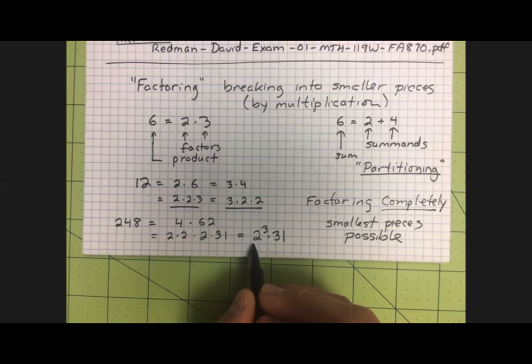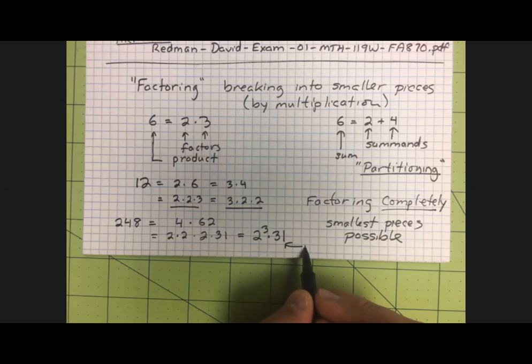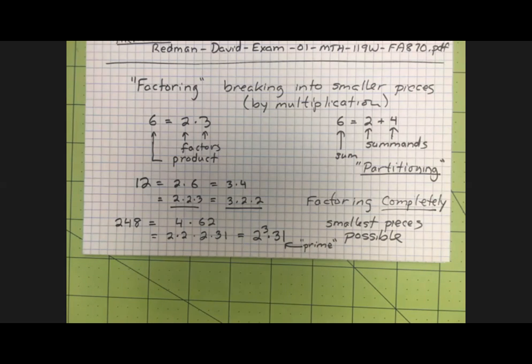2 cannot be made any smaller, and neither can 31. Numbers that cannot be broken down into smaller pieces, you might have heard this word before. They're called prime numbers. Prime just means cannot be broken down again by multiplying. You can only make 31 by saying 1 times 31. You can't say 5 times 6. Can't use fractions. We're not using any fractions. I could say 5 times 6.2 is 31, but that's with fractions, decimals.